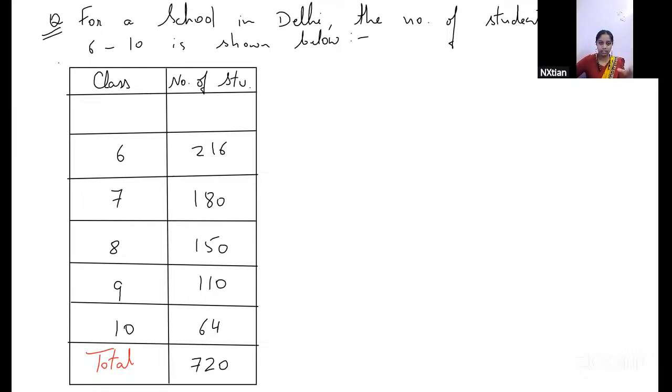So how do we calculate it? We know that the full circle is 360, and the total number of students is 720. So 360 divided by 720, that is the total, multiplied by the number of students in class 6, 216. Now solve this.